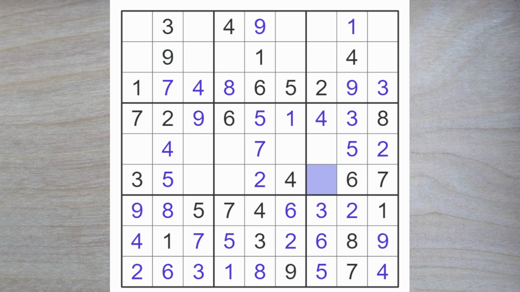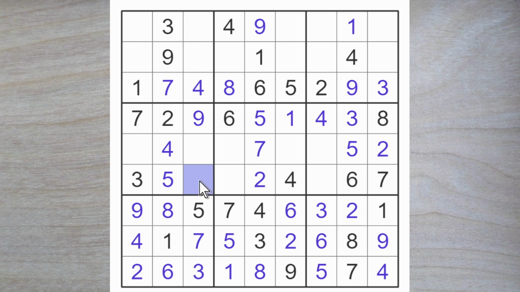What about these? 1 and a 9. Let's see. 9 must go here or here. 1 here, here. Let me do something easy instead.